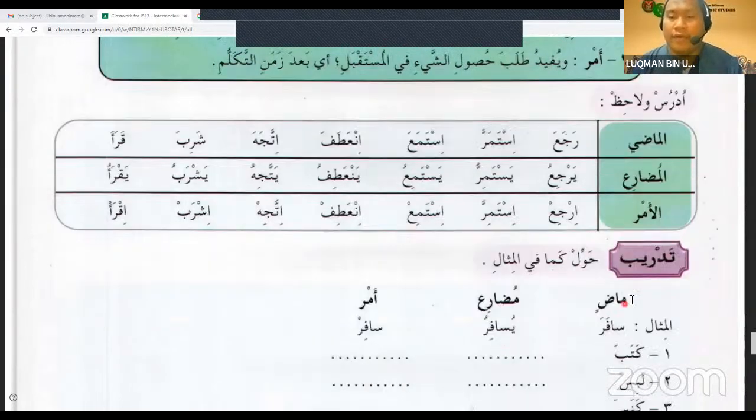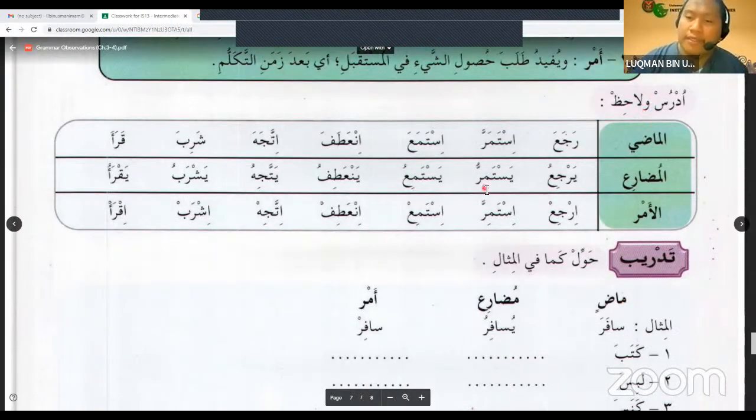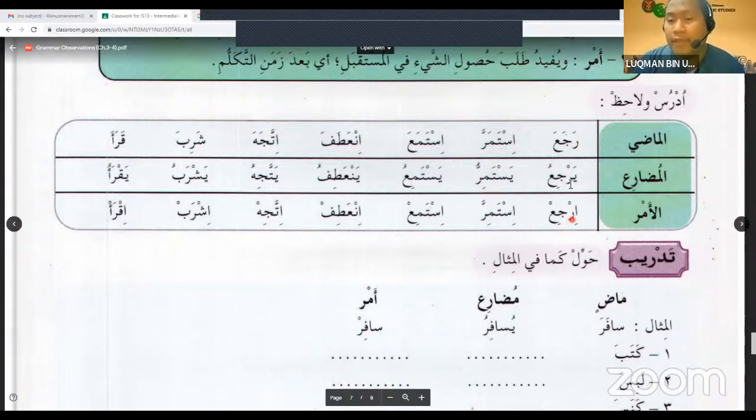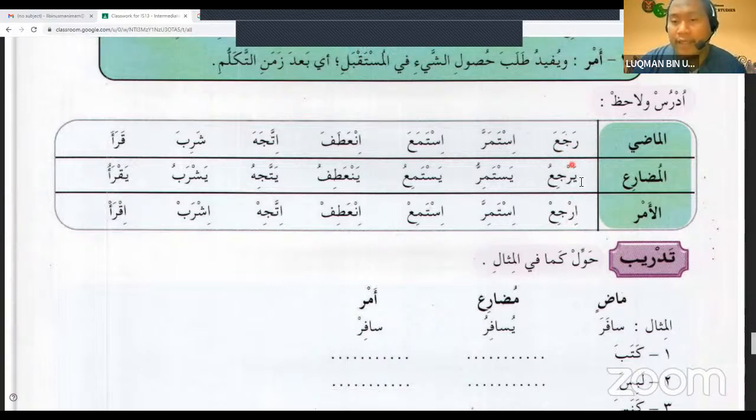So udros walahid. So here, these are some very common verbs, then also the format. So let's read na from top to bottom. Raja'a, yarji'u, irji'. Raja'a, he went back, bumalik siya. Yarji'u, he will go back or he's going back. Irji', go back. Bumalik ka.